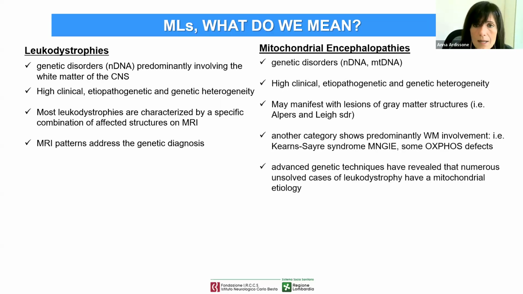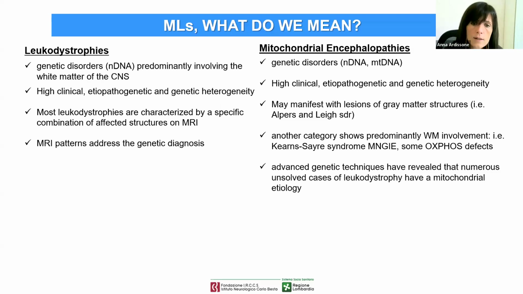On the other hand, we know that mitochondrial encephalopathies are genetic disorders, again, but related not only to nuclear DNA but also to mtDNA, mitochondrial DNA, with high clinical and genetic heterogeneity again, but they may manifest with different involvement of the central nervous system. There are conditions related to lesions of gray matter, for example Alpers-Leigh syndrome, and others that show primary white matter involvement, like Kearns-Sayre syndrome, MNGIE, and some OXPHOS defects, which have been known for a long time.